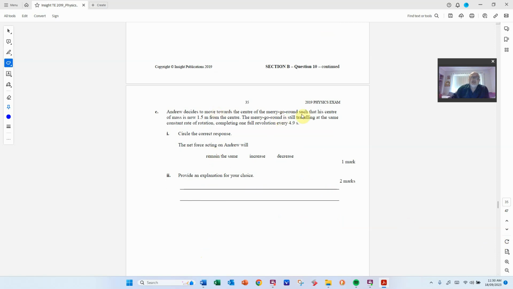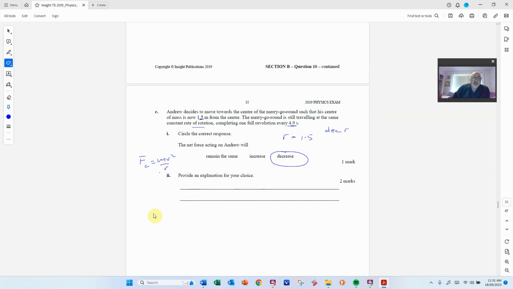Next, Andrew decides to move towards the centre of the merry-go-round such that his centre of mass is now 1.5 metres. So R has gone to 1.5, so it's decreased. The merry-go-round is still travelling at the same constant rate of rotation, completing one full revolution every 4.9 seconds. So the gut reaction would be Fc equals mv squared over r, and if you decrease the bottom number, you increase the centripetal force. That unfortunately would be wrong, because if we decrease our r value in this instance, then that's going to decrease our velocity, and that will come out with a smaller centripetal force. So in this instance, it's probably better to work it out first and then compare.